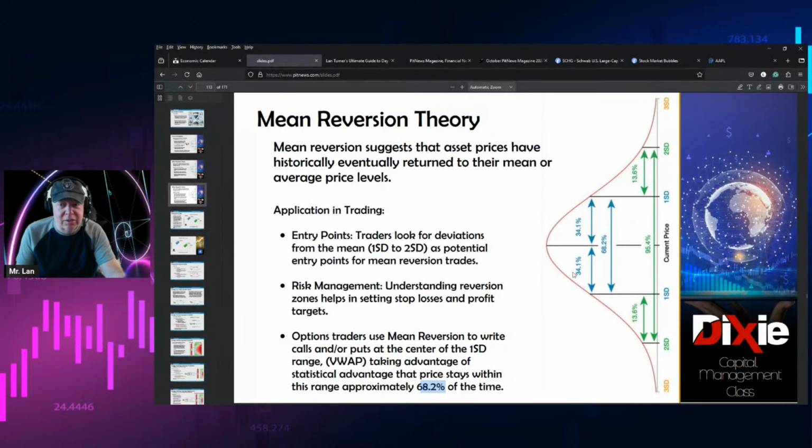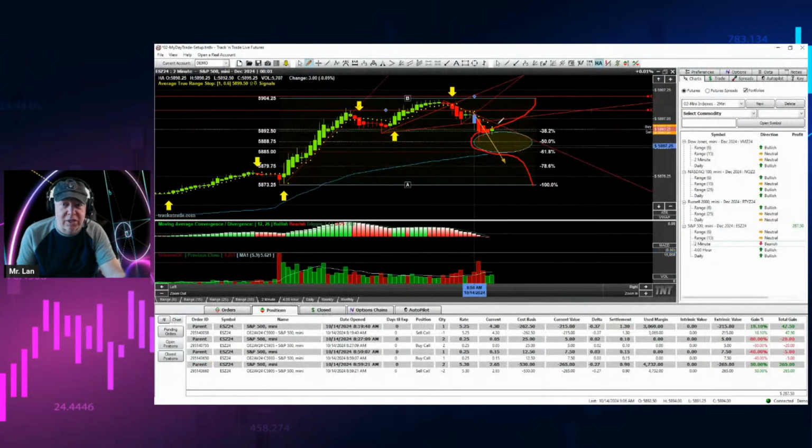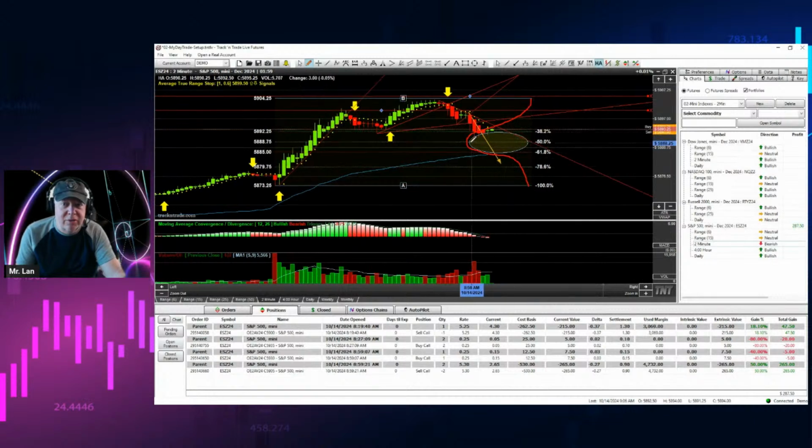That's what I just drew. I know mine is prettier than this one. This one is not nearly as pretty as the one I drew. See how pretty mine is? But that's what that is.